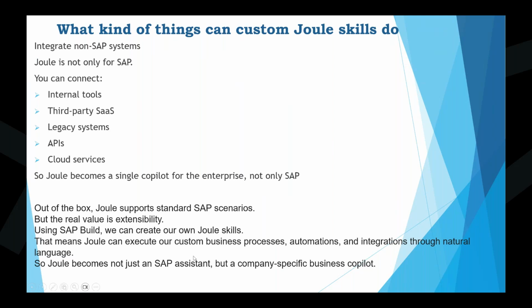Next, out of the box, Joule supports standard SAP scenarios, which we already know. But the real value is extensibility. Obviously, every company has its own custom businesses, so using SAP Build, we can create our own Joule skills. This means Joule can execute our custom business processes, automations, and integrations through natural language. That's the reason Joule is not just an SAP assistant, but a company-specific business co-pilot. Any questions here?